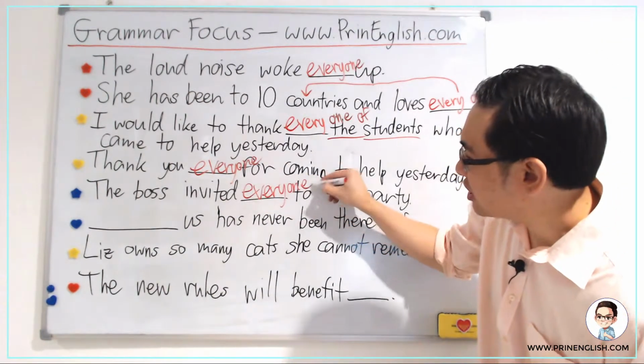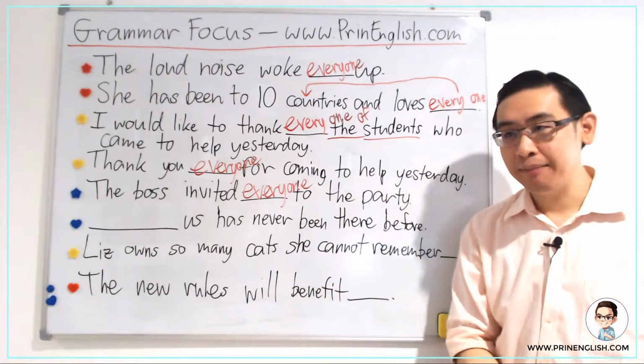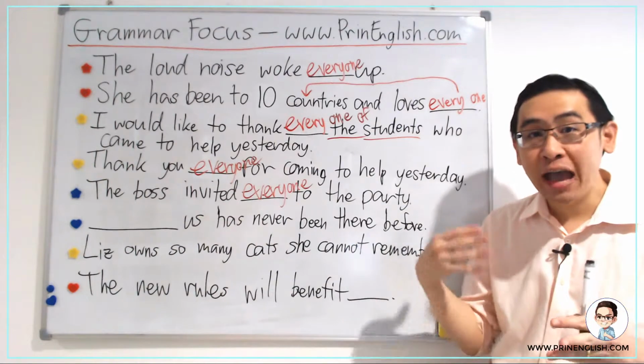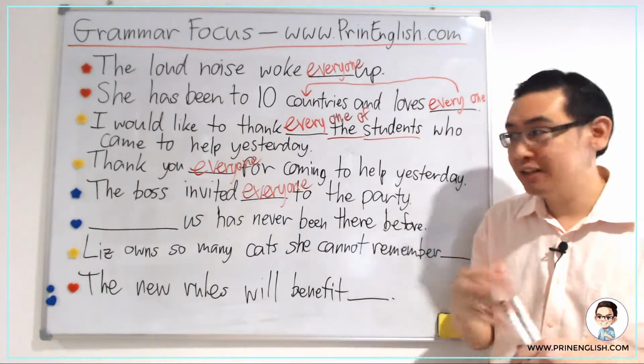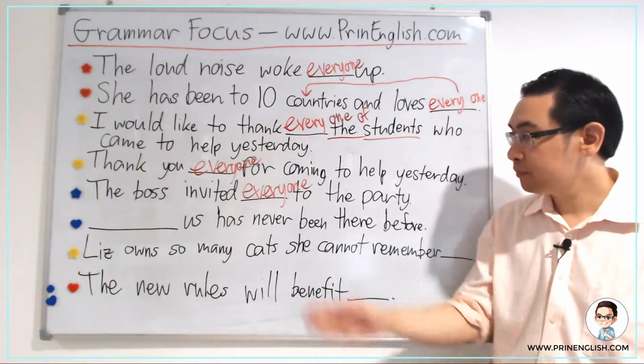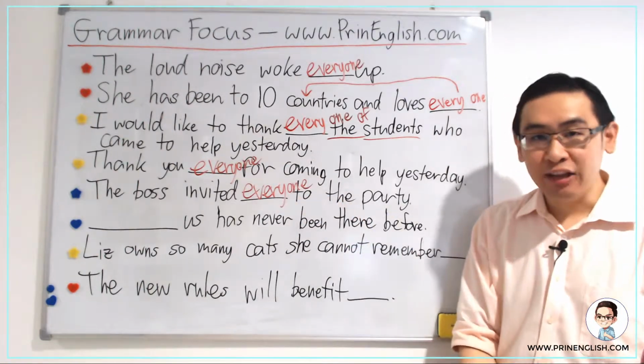everyone like this, okay, without a space. Remember that everyone or everybody means every person. Okay, so this is the most appropriate and we're not referring back to anything.